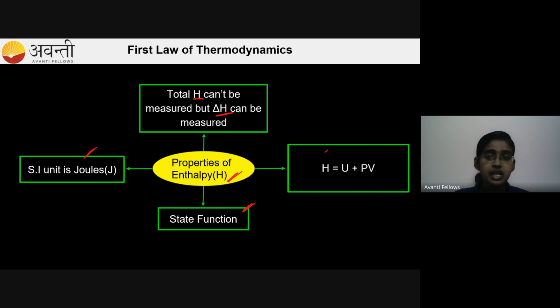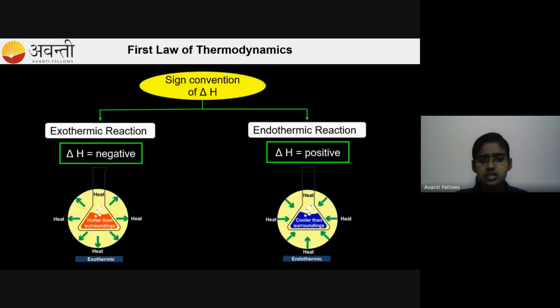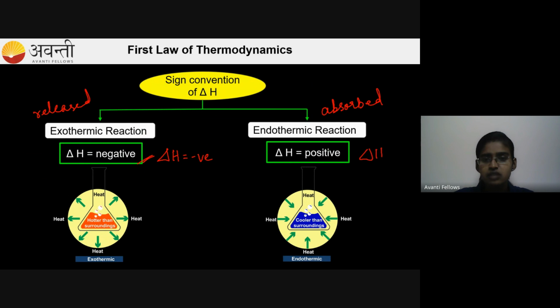Now coming to the sign convention of delta H. If the process is exothermic in nature, then it is clear that heat energy is released. If the heat energy is getting released, then the delta H value will be negative. And if the process is endothermic, endothermic means what? Heat energy is absorbed. Then the delta H value will be positive. For an exothermic reaction it is negative, and for an endothermic reaction it is positive.